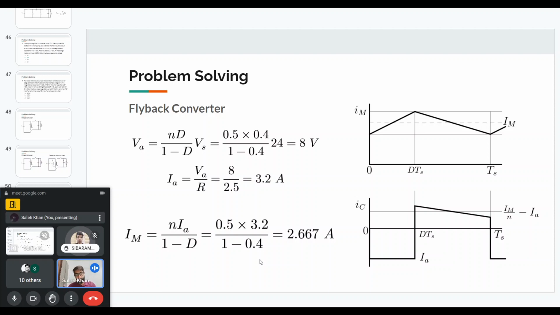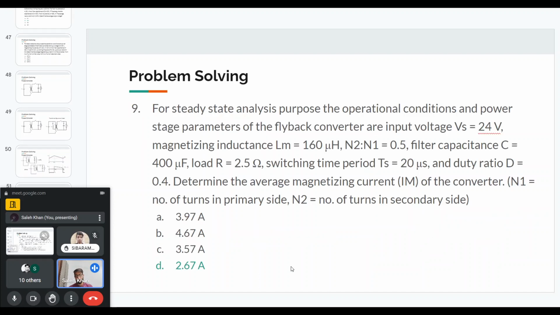So basically, this is how you use charge balance to find an expression of the inductor current, in this case, the magnetizing inductor current. And the magnetizing inductor, you can put it on the input side as well as the output side, but here we are putting it on the primary side, or the input side. And so the answer to this question is 2.667 amperes, or 2.67 amperes. So D is the answer. So this was about flyback.